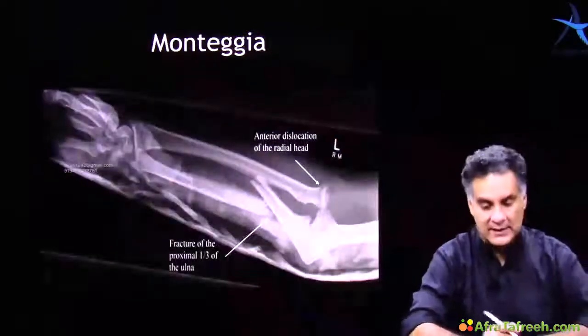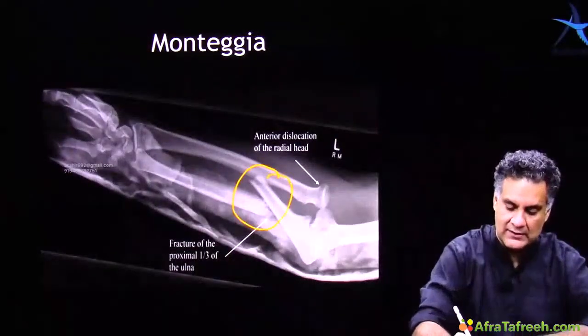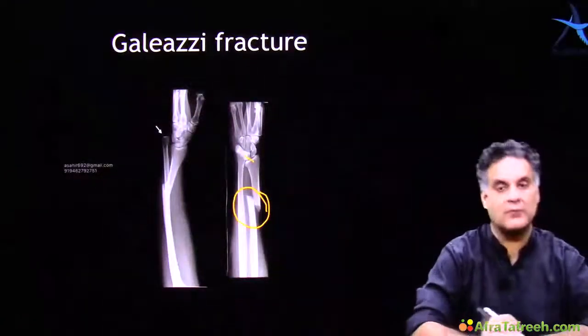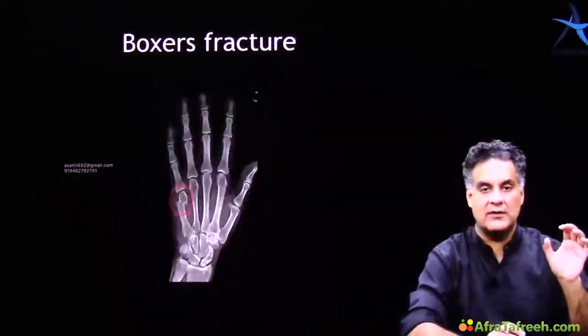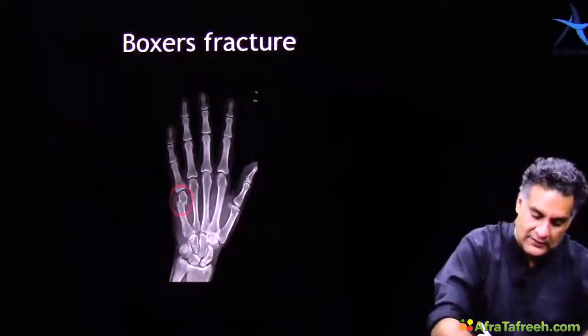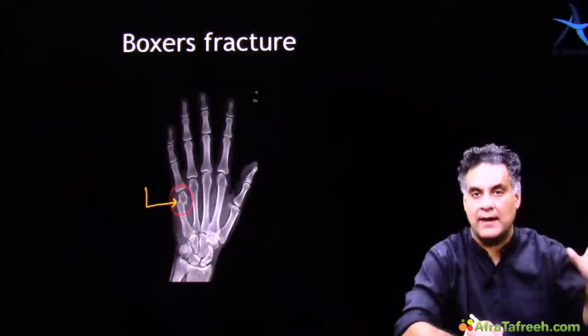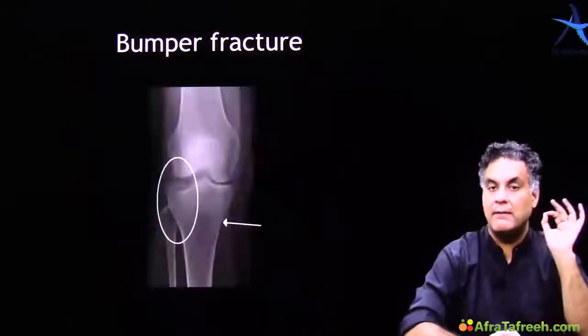And since it goes posteriorly, it's called an extension type of injury. And then you have the Monteggia, fracture of the ulna with the dislocated radial head. Then you have the Galeazzi, fracture of the radius with the disruption of the distal radioulnar joint. Then you have the Boxer's fracture, where there is a fracture of the neck of the fifth metacarpal.